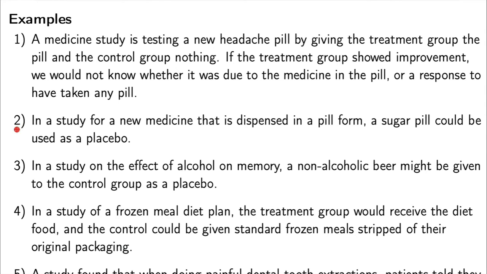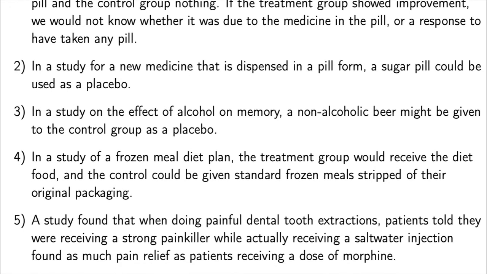For second, we've got a study for a new medicine that is dispensed in pill form, a sugar pill would then be used as a placebo. Third, in a study on the effect of alcohol on memory, a non-alcoholic beer might be given to the control group as a placebo. So they are thinking they're drinking beer. They think, oh, I'm getting my alcohol, and those that are receiving regular alcohol wouldn't know, and so the researcher could then compare the outcomes and not be worried about the effects being confounded.